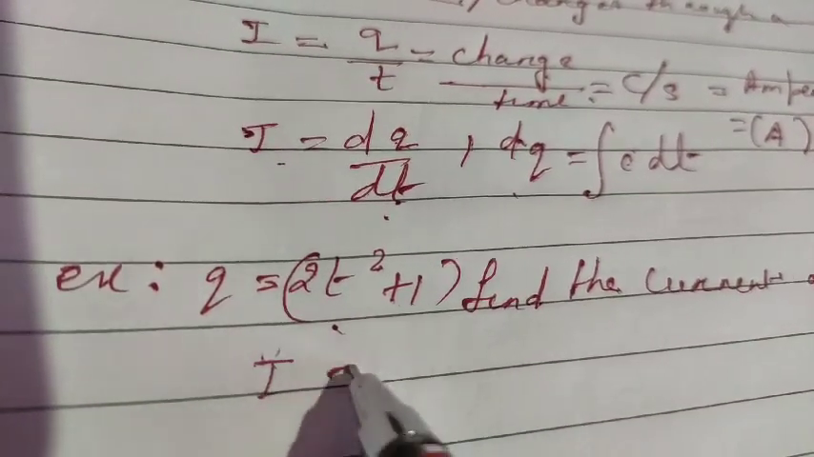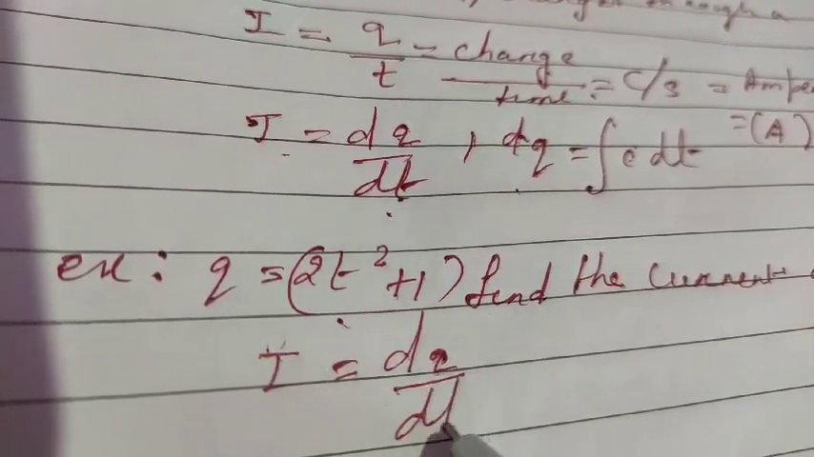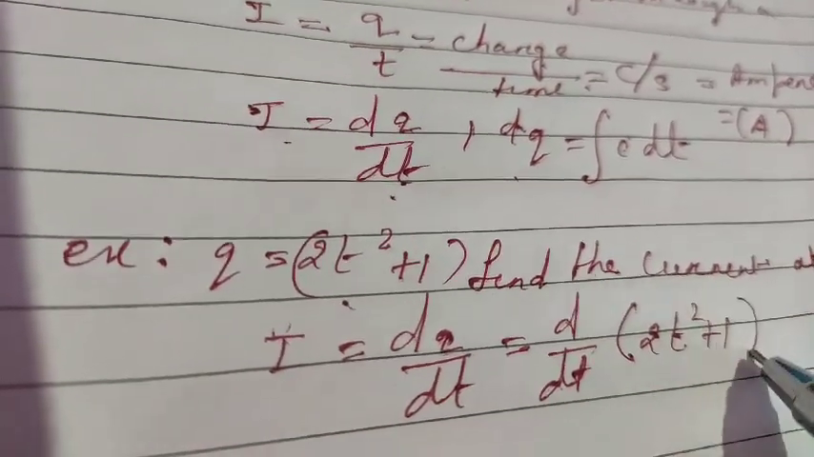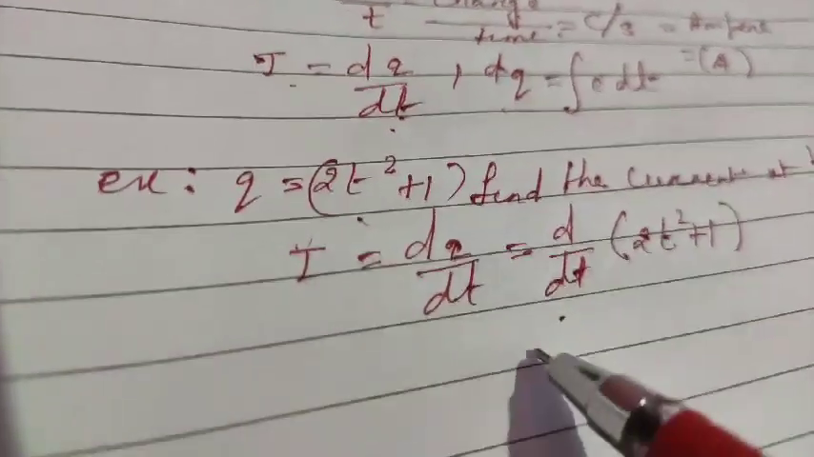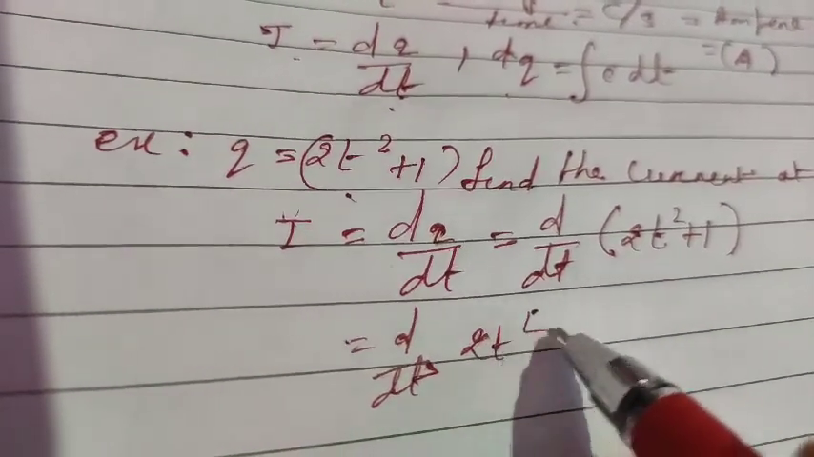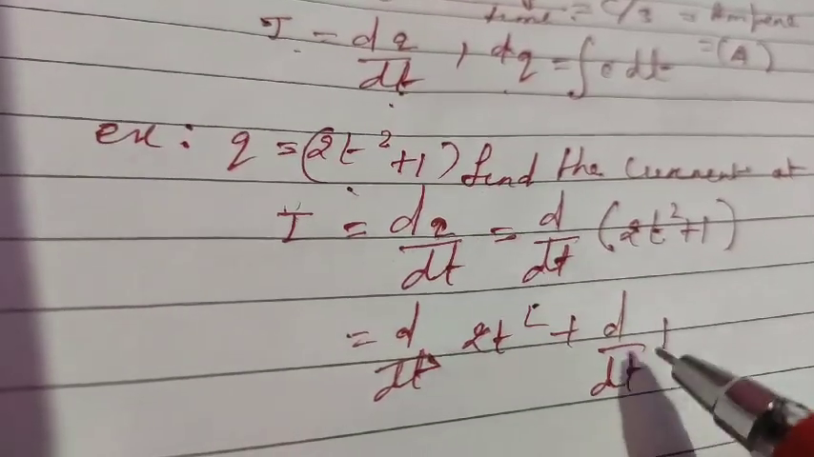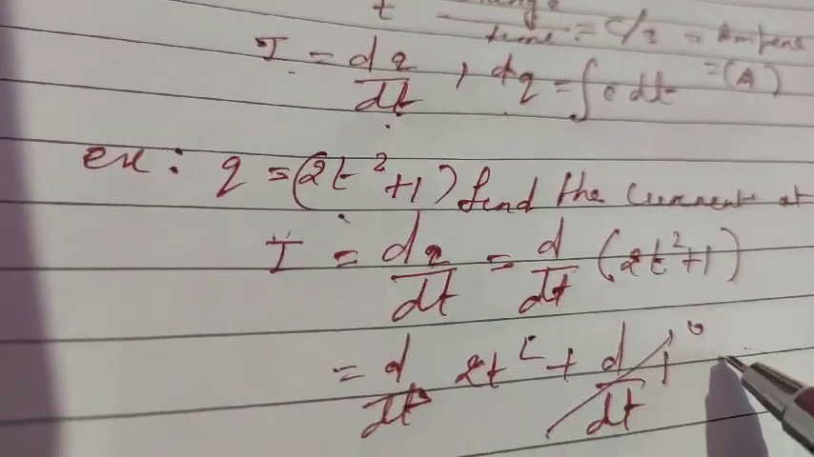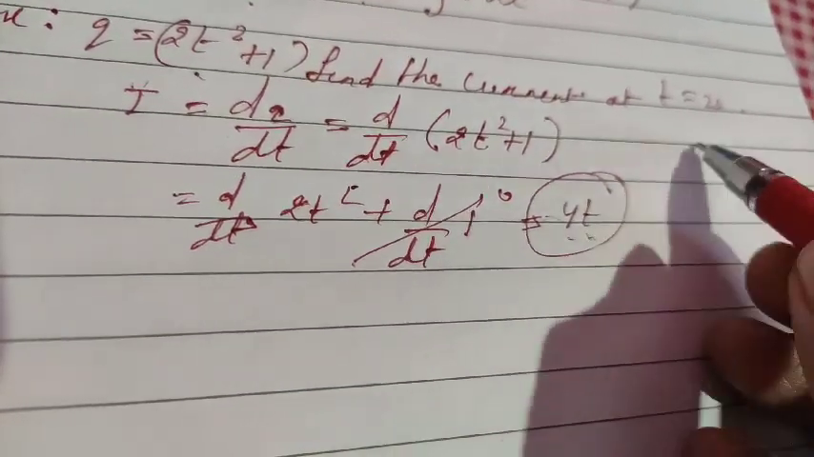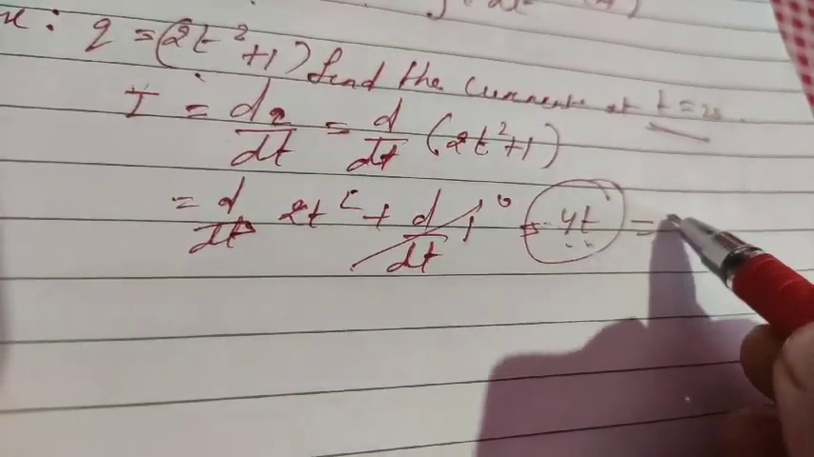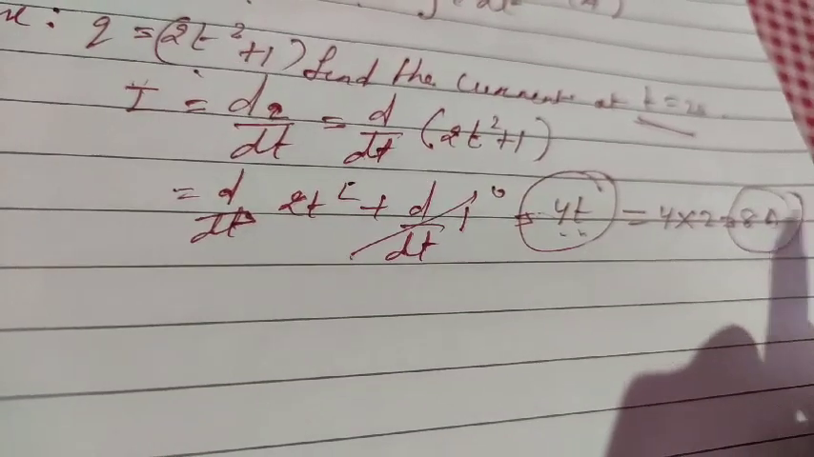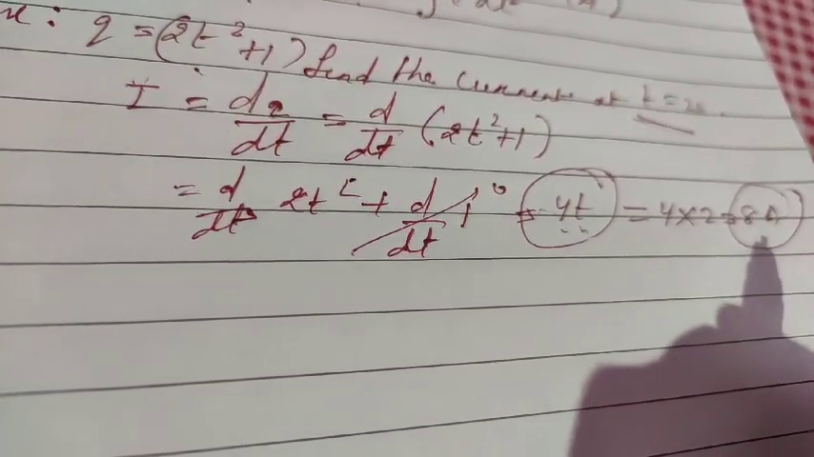So what is the formula? I is equal to dq by dt, d by dt of 2t square plus 1. Now you differentiate. You can break the term also like this: d by dt of 2t square plus d by dt of 1. You know the differentiation of a constant is 0. So we are left with 4t. What is the value of your current? 4t. And what is the time I have given, students? 2 seconds. So put the value, 4 into 2, you will get 8 ampere. Clear to you? So this is the way to find out the value of current.